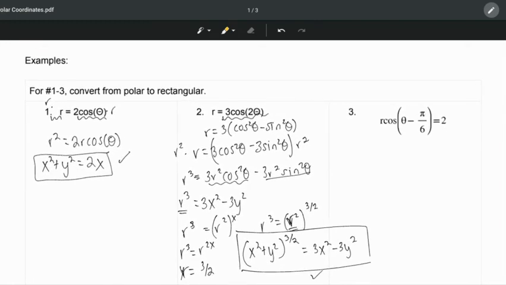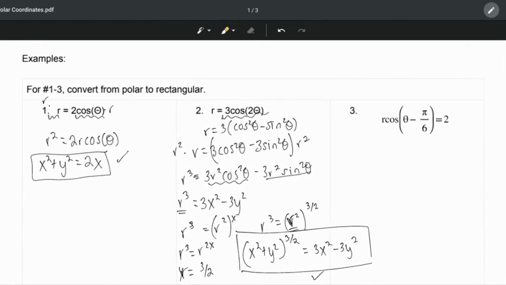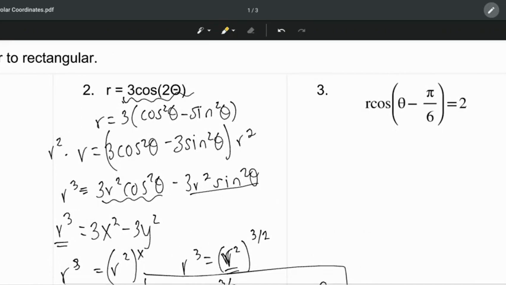When we look at number 3, we can see that this too is not just as simple as changing into an x, because this has the difference formula here. So our cosine difference formula means that first we're going to rewrite this left-hand side so that we have r times our cosine difference formula. So that'd be cosine theta cosine pi over 6 plus sine theta sine pi over 6. And then that's equal to 2.